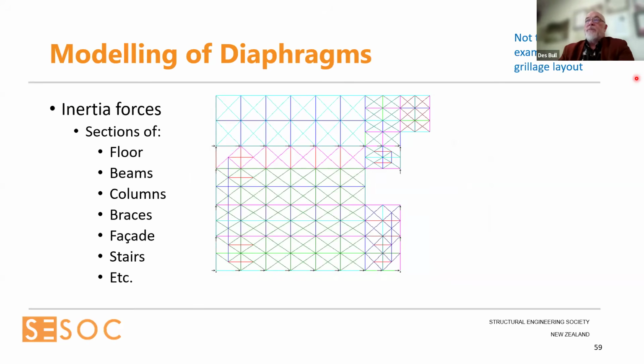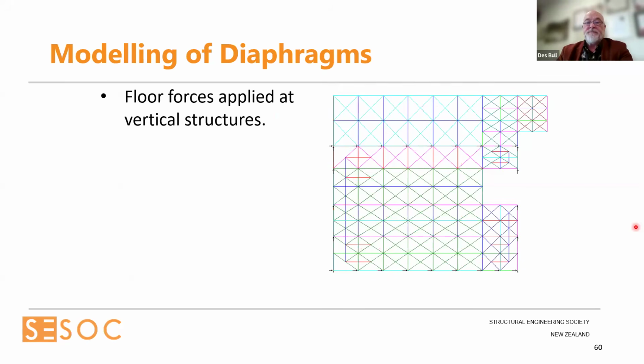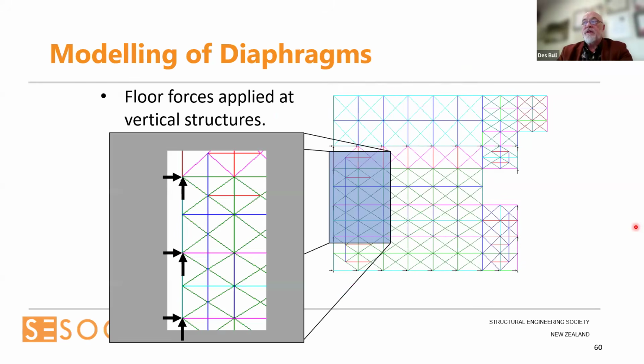Firstly, where do we put the inertias? We put the inertias on all the common node points of the truss. So there's our inertias applied across the floor plate, and these are the inertias associated with the floors, beams, columns, braces, facades, stairs, and so forth at their particular locations. We apply the external forces, the forces from the vertical structure, to the nodes where they are associated, both in and out of the building.